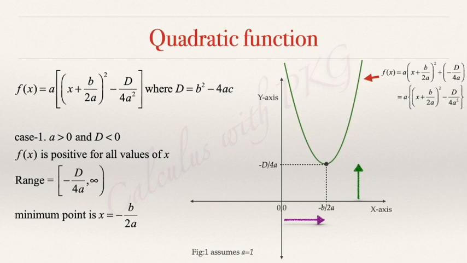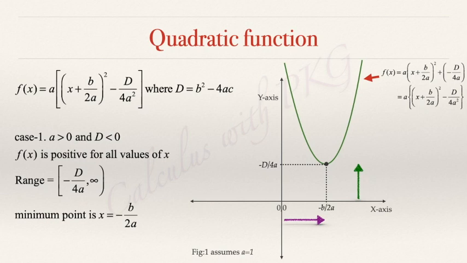Now case 1, if a is greater than 0, which I have already chosen while drawing the graph, and if we choose d less than 0, look at the point minus d by 4a, which is a positive number. Why? Here d is less than 0 and a is greater than 0. So the fraction d by 4a will become a negative number, and since there is a minus multiplied by the fraction, the overall fraction, that is minus d by 4a, will become a positive number.